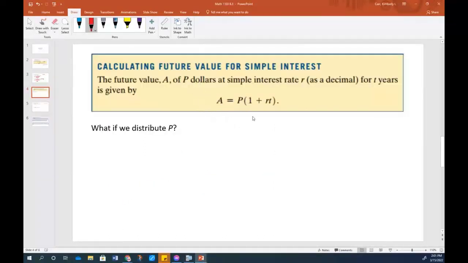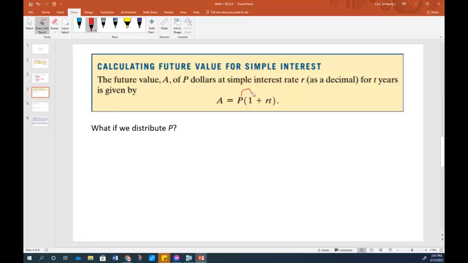Future value is not how much you borrow today, but what it's worth to the bank when you give it back to them. That's one way of thinking about it, because they don't just get the amount they loaned you back, they also get the interest back. So this is the formula for future value. But I just have a little note here. Watch what happens though if we distribute P.